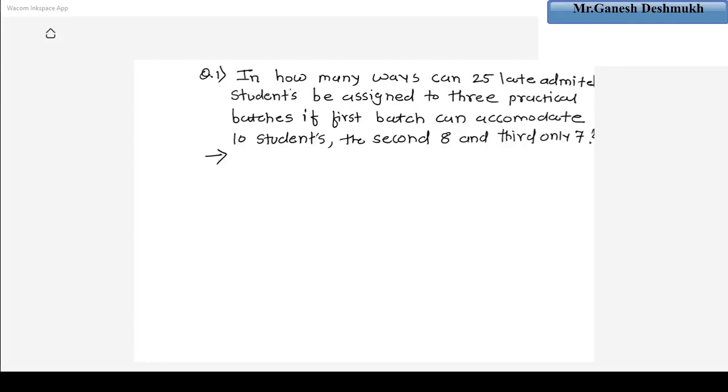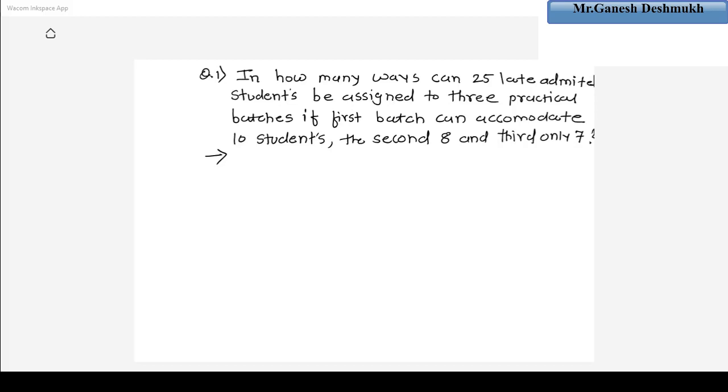Now let us see some typical examples. The question is, in how many ways can 25 late admitted students be assigned to 3 practical batches if the first batch can accommodate 10 students, second 8 and third only 7. Now there are 25 late admitted students and we need to assign them to 3 practical batches. The first batch gets 10 students, the second batch 8 and the third batch 7 students.